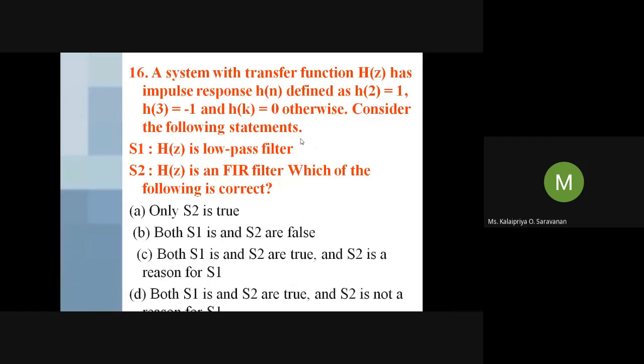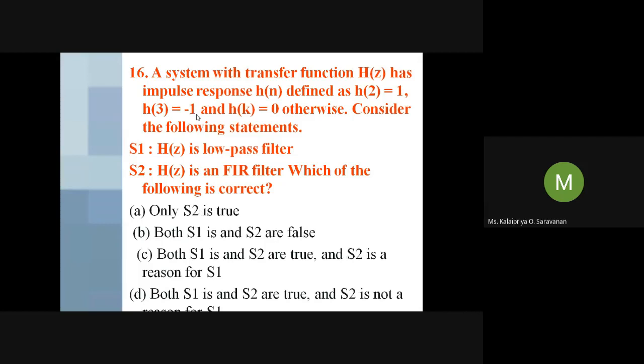Now, next question. A system with transfer function h of z has impulse response h of n defined as h of 2 is equal to 1, h of 3 is equal to minus 1, and h of k is equal to 0 otherwise. Consider the following statements. Statement 1: H of z is a low pass filter. Statement 2: H of z is an FIR filter. Which of the following is correct?